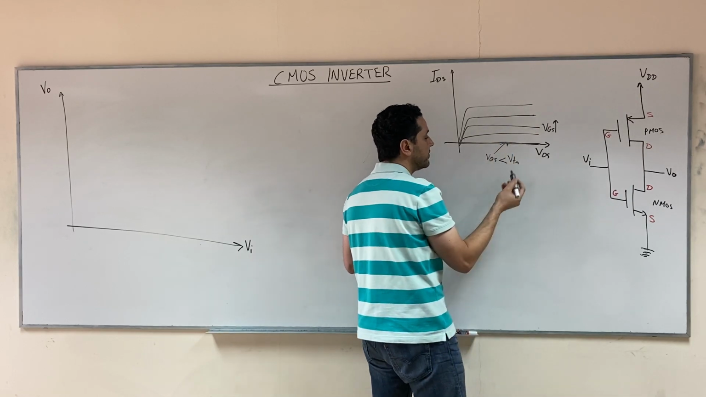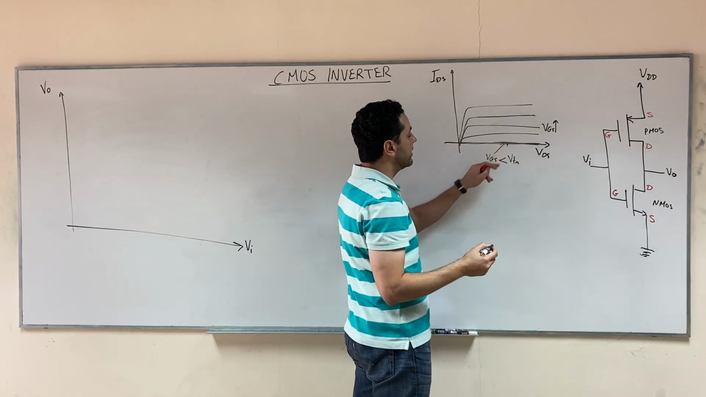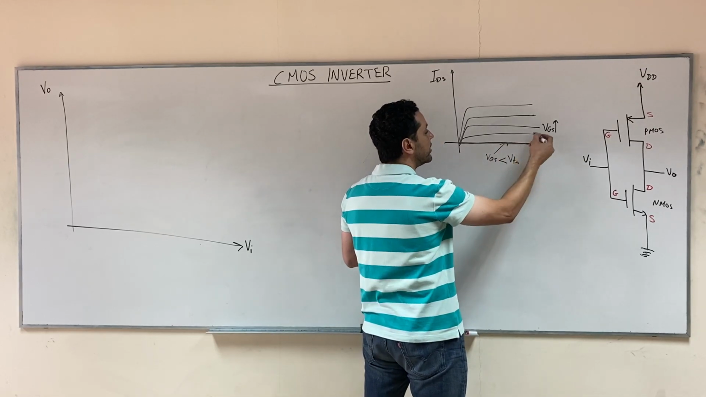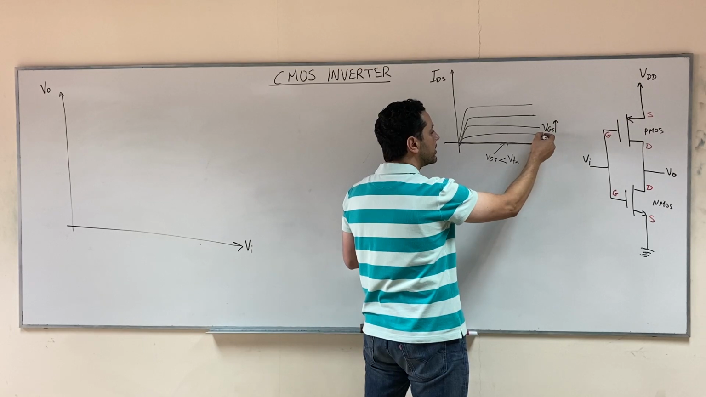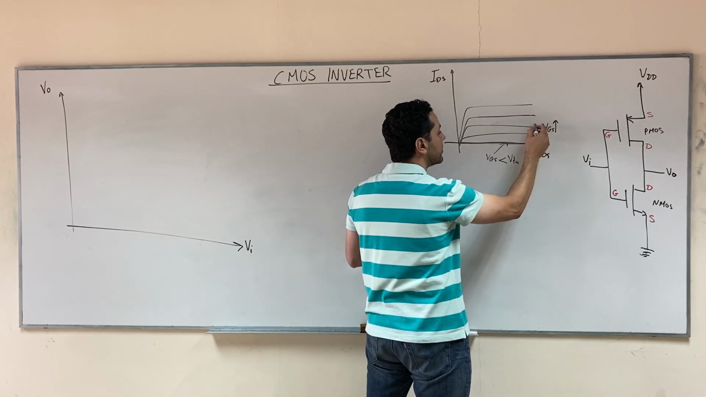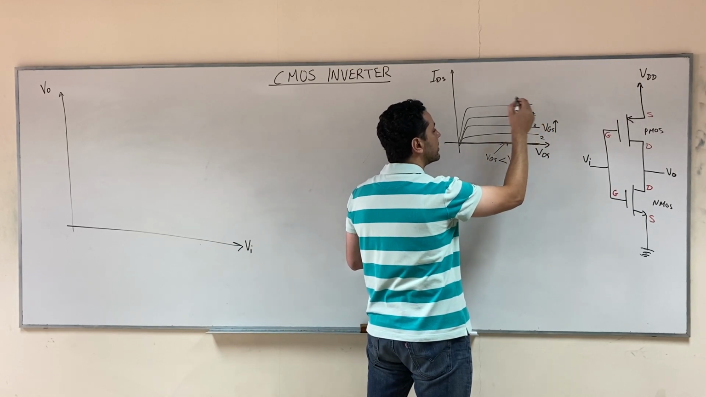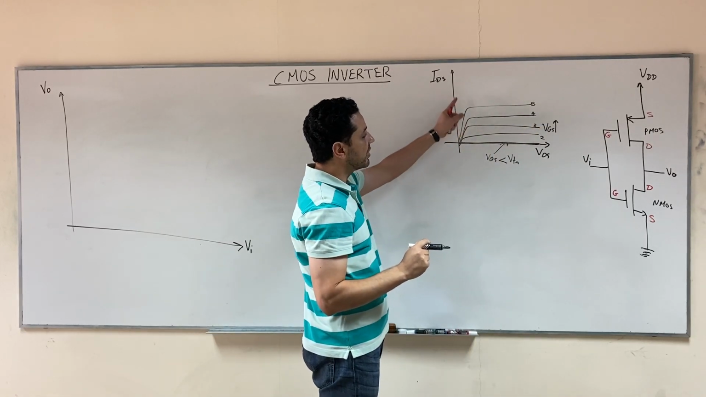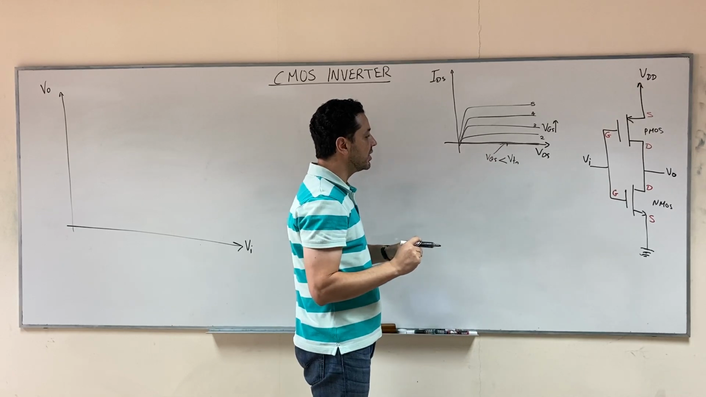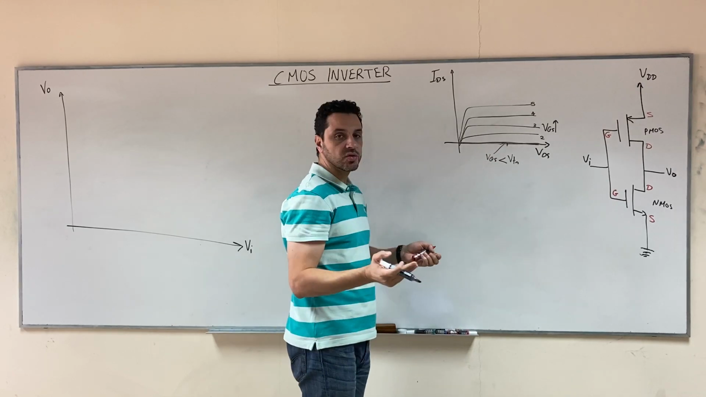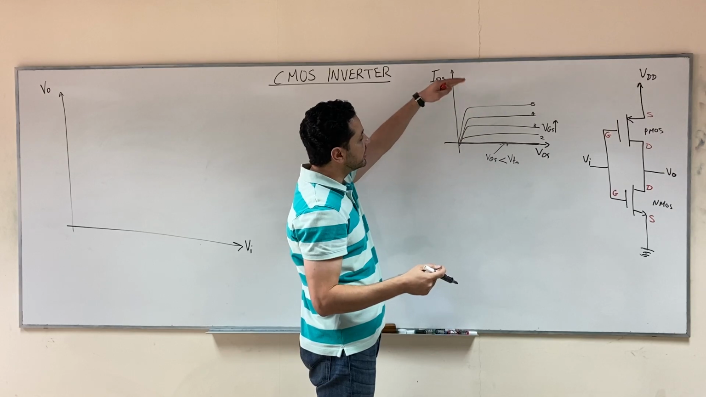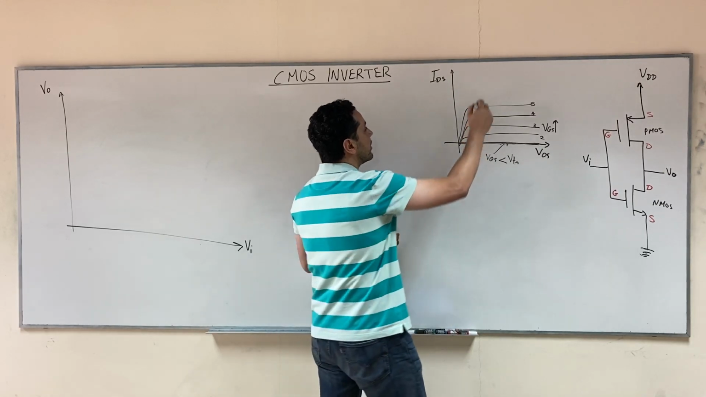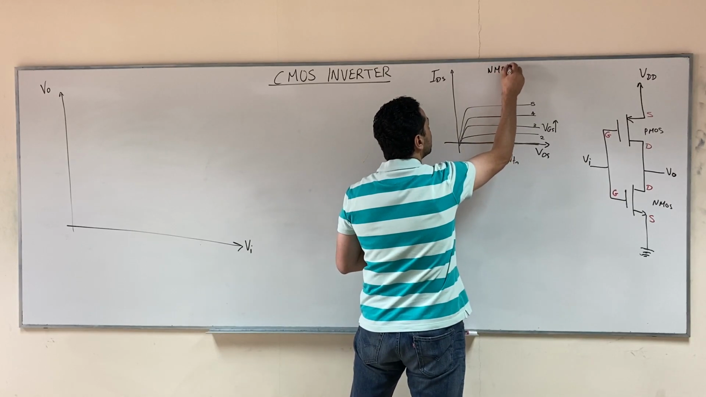So for example, if V threshold is 1 volt, then for VGS less than 1 volt, the transistor will be off. VGS equals 2 volt, you will be here. VGS equals 3 volt, you will be here. VGS equals 4, 5, and so on. So you will get a set of curves that look like this. For VGS less than V threshold, it will be 0, the transistor will be off, and then as you increase VGS, the current is going to increase. This is for the NMOS.